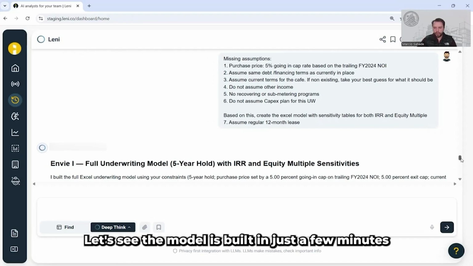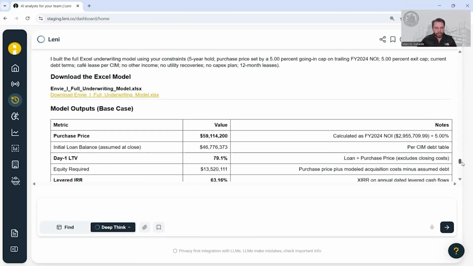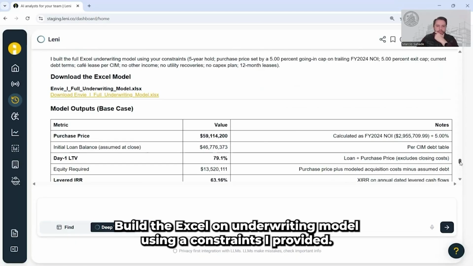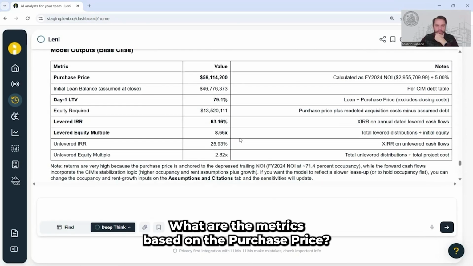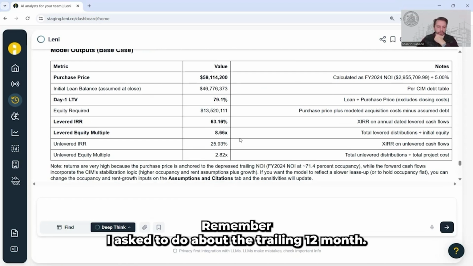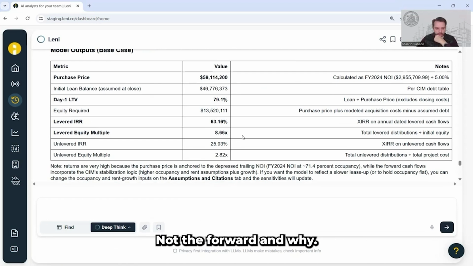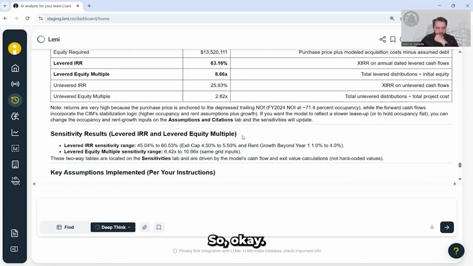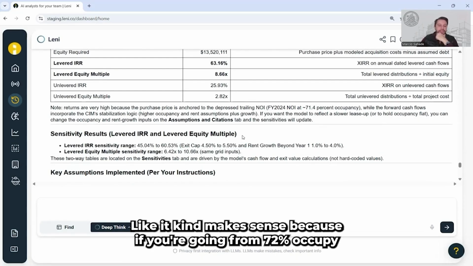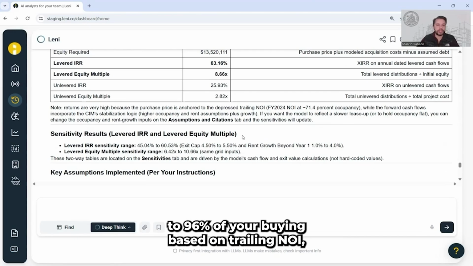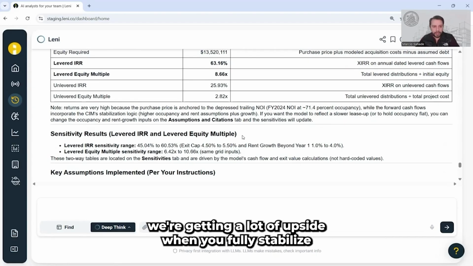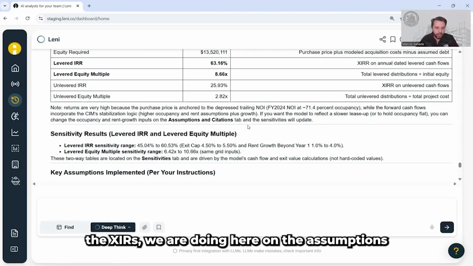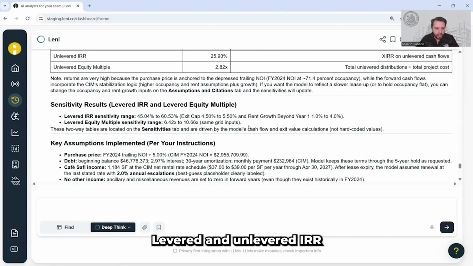There we go. Let's see the model it built in just a few minutes. Okay. It built the Excel and the underwriting model using the constraints I provided. It gave me the Excel file, so we'll go back to this later. What are the metrics based on the purchase price? Remember, I asked to do it on the trailing 12 month, not the forward NOI. So, okay, it kind of makes sense because if you're going from 72% occupied to 96%, you're buying based on trailing NOI. You're getting a lot of upside when you fully stabilize the asset, as we are doing here on the assumptions. Levered and unlevered IRR.